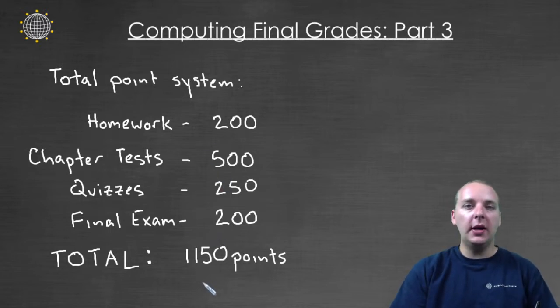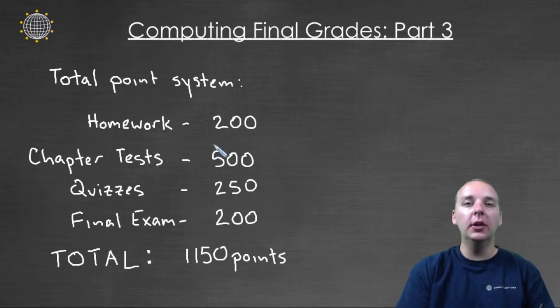Well, it's actually quite simple. In fact, it's probably easier than the weighted grading system. All we do is take the amount of points that we've earned out of each of these categories and divide it by the total number of available points, 1150. So let's work through a real example.